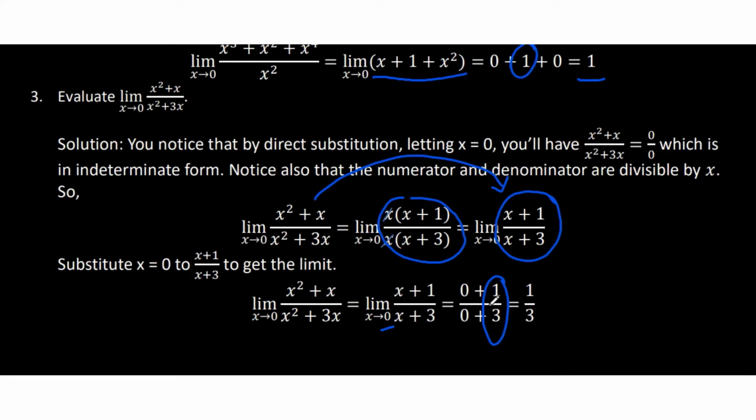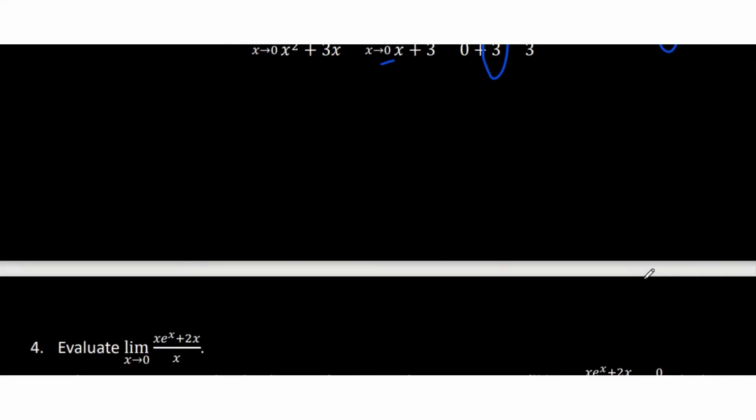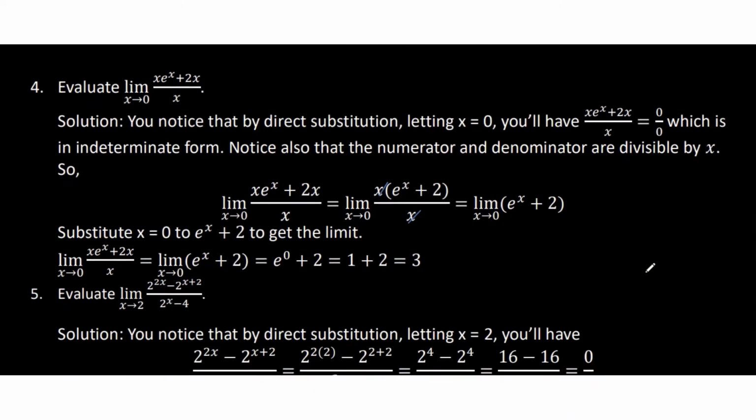And remember that we can only do factoring and other methods when we were able to observe 0 over 0 or the indeterminate. But if 0 over 0 or indeterminate is not found in direct substitution, then direct substitution can be utilized immediately. On the next example, we can just bring out x here so that e raised to x plus 2 is left as a simplified expression. Now substitute, let x be equal to 0. So e raised to 0 is 1. So 1 plus 2 is 3.